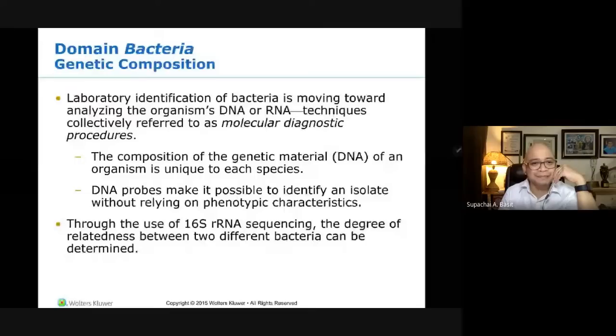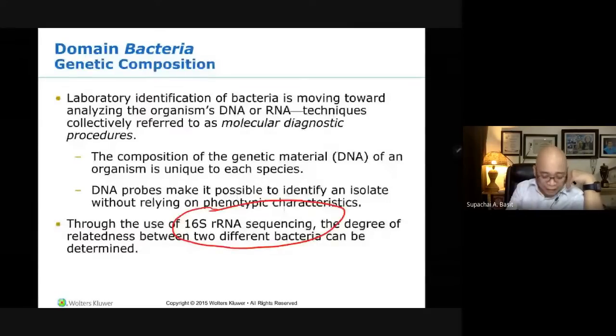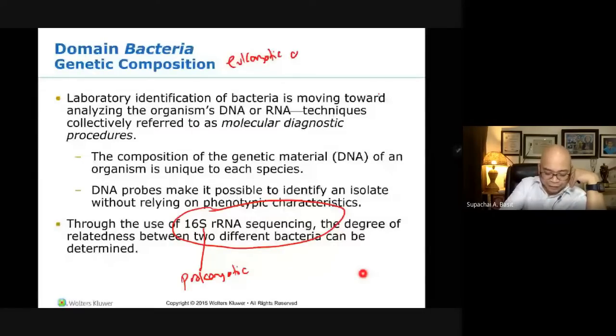So DNA probes make it possible to identify and isolate without relying on phenotypic characteristics. Okay? Through the use of 16S RNA sequencing, the degree of relatedness between two different bacteria can be determined. Now, take note, when we say 16S RNA, we are referring to prokaryotic cells. But for eukaryotic cells, we will be referring to 18S RNA sequencing. Okay?